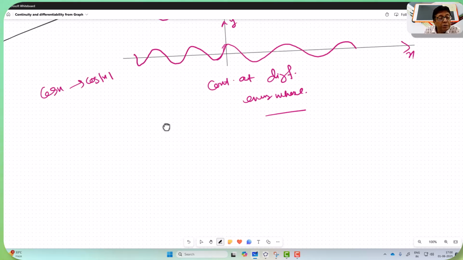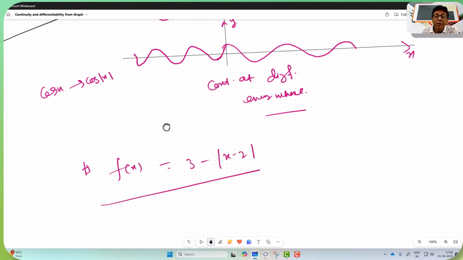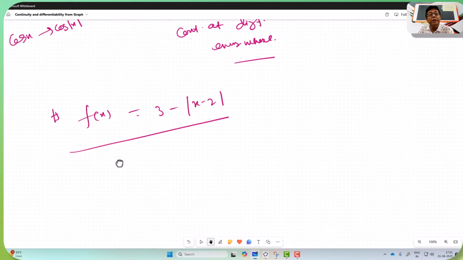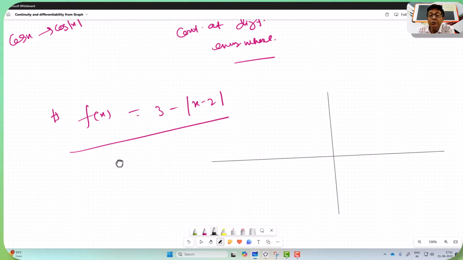Now, what about a function like f x equal to 3 minus mod of x minus 2? How to plot the graph of this function and decide continuity very first? I am not taking very complicated functions today. The functions which you can approach easily, I am taking that kind. So first you have to do the mod x graph. Mod x graph you remember, we have just done. Then from mod x we will do mod x minus 2. We will be shifting the graph towards the right by 2 units.